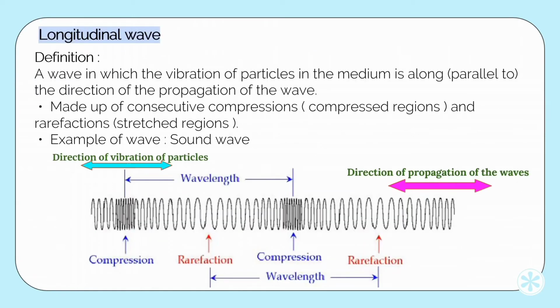Next, longitudinal wave. A longitudinal wave is a wave in which the vibration of particles in the medium is along, parallel to the direction of the propagation of the wave. A longitudinal wave is made up of consecutive compressions, compressed regions, and rarefactions, stretched regions. The example of a longitudinal wave is a sound wave. So from here you can see it. The wave energy is moved horizontally back and forward.